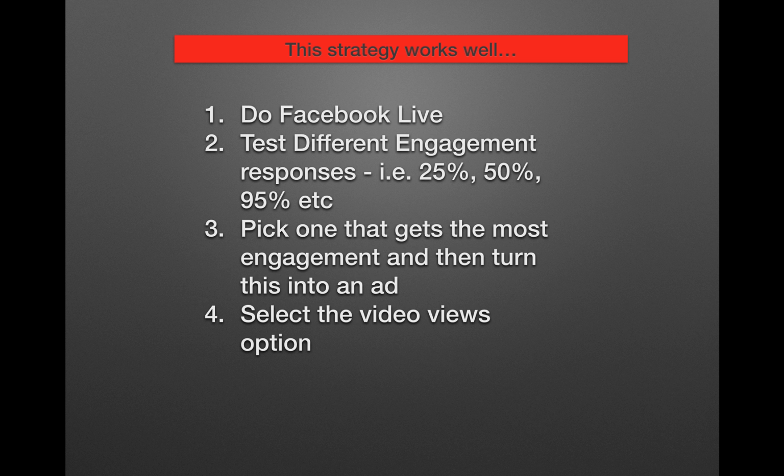into an ad. Okay, and once you've found the one that gets the most engagement, so it could be you're getting 95% of people who watch the video, or you're basically testing different Facebook Lives. So you can test one Facebook Live and you can test another Facebook Live, and the one that gets the most engagement, turn that into an ad. Okay, and then what you do then is select the video views option and then let the ad run. Okay, so what you're going to be basically doing is you're going to do about 2 or 3 different Facebook Live videos. The one that gets the most engagement is the one that you need to turn into an ad. Okay, hope that makes sense.